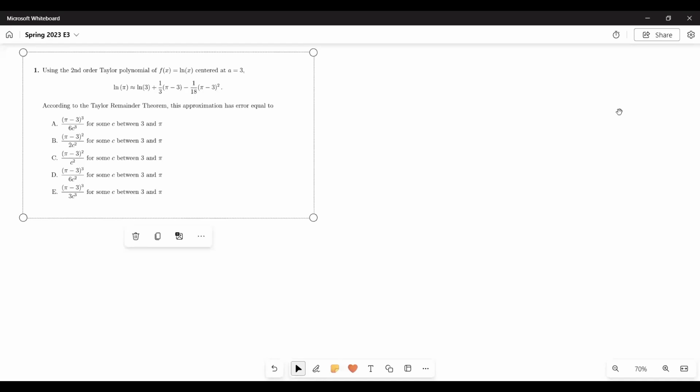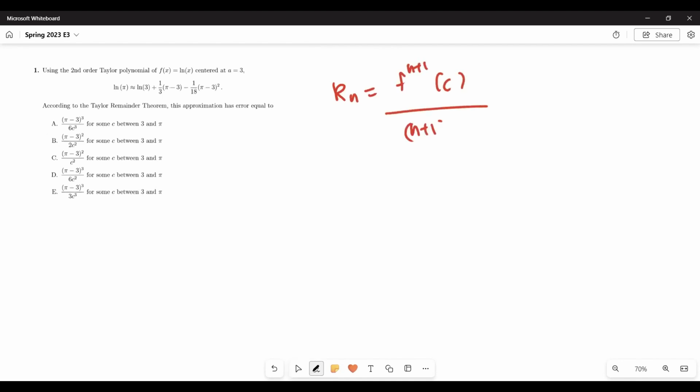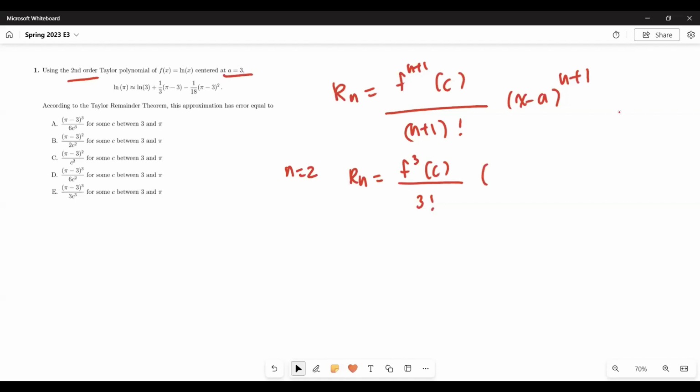Okay, this question has to find the approximation error. So let's use the remainder theorem. The remainder theorem says R_n = f^(n+1)(c) over (n+1) factorial times (x minus a)^(n+1), right? That's the equation. And we know it's a second order, so n is 2. So it's going to be R_2 = f'''(c) over 3 factorial, and x, centered at a equals 3, so x minus 3, and not n. So it's going to be cubed.